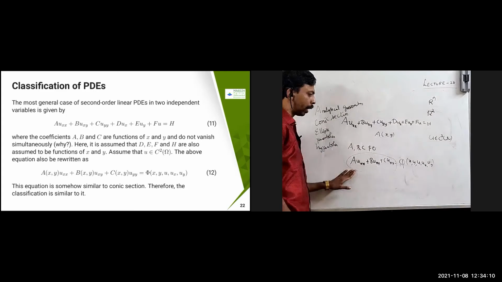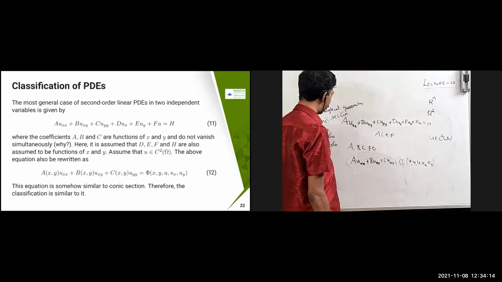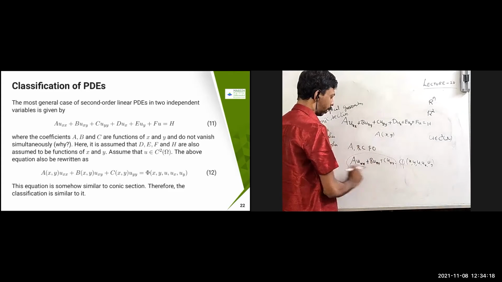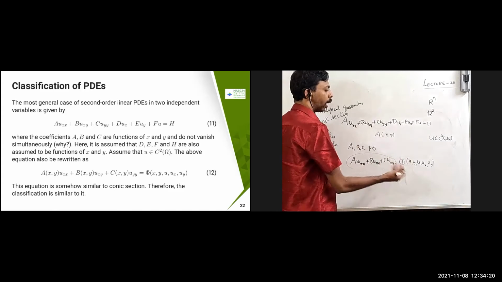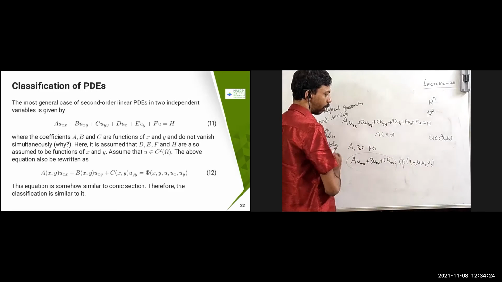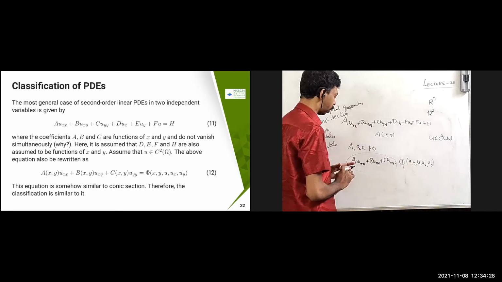The equation is almost a similar kind of thing: ellipse, parabola, hyperbola, which are conic sections. If you take any conic, it can be written with some x, y, xy terms, etc. So this is similar to that. This equation is somehow similar to the conic section, not exactly, but somehow similar.